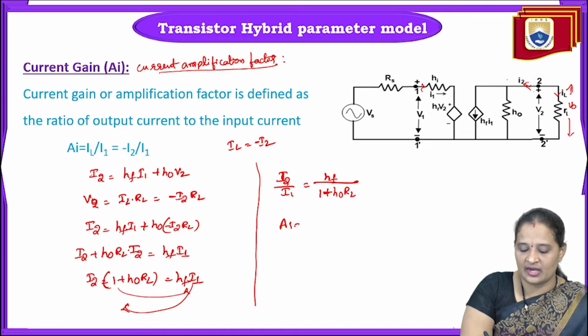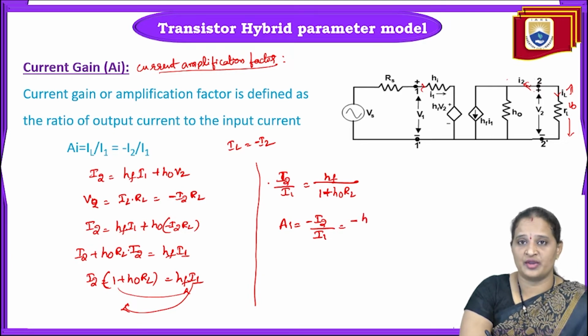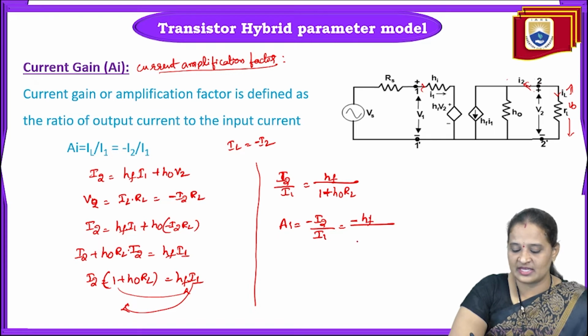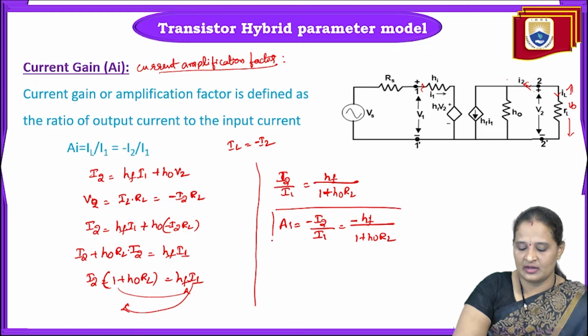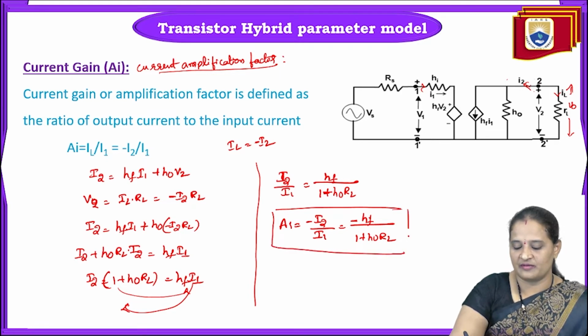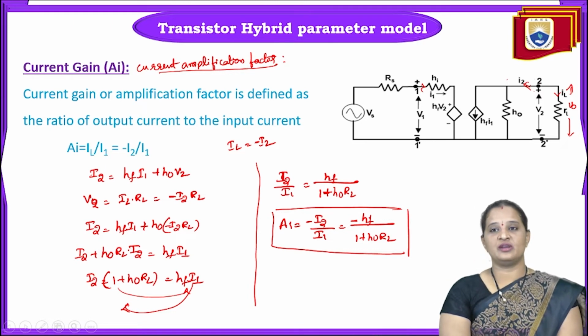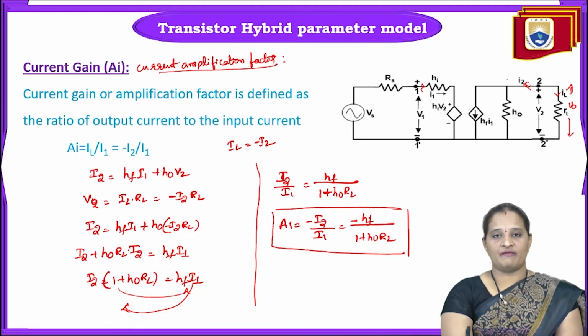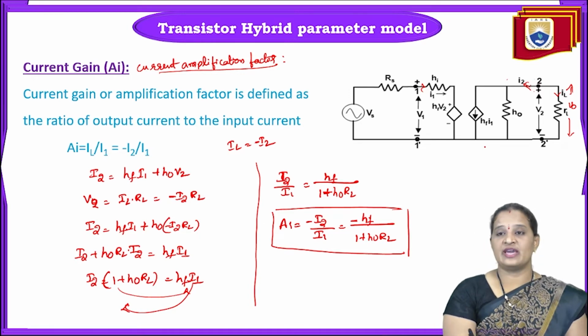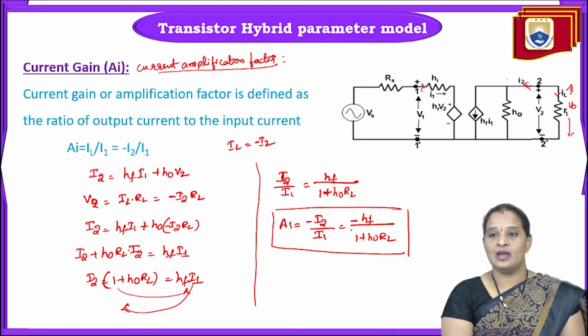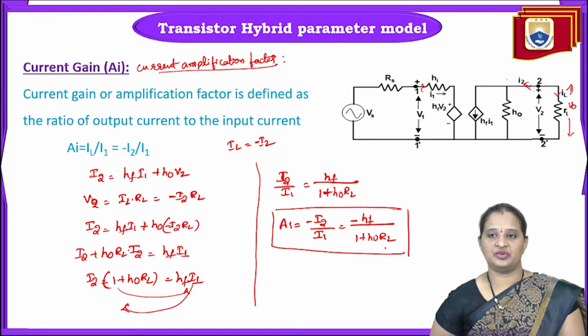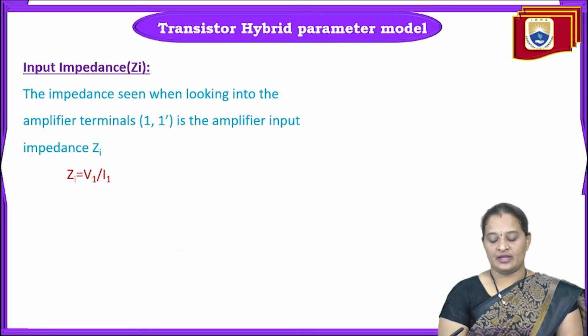And we already know that the current gain is given by minus I2 by I1, and we already found the value of I2 by I1, which is minus HF by 1 plus HO into RL. This is the formula for current gain. Okay. So like that, we can have an equation for current gain of the transistor amplifier using H parameters, and the formula is given by minus HF by 1 plus HO into RL. So this is current gain.